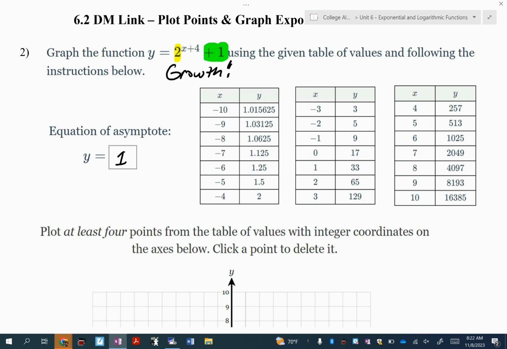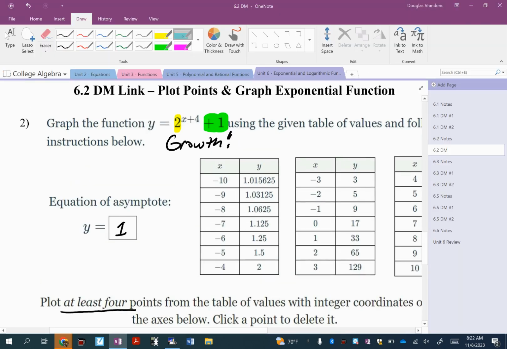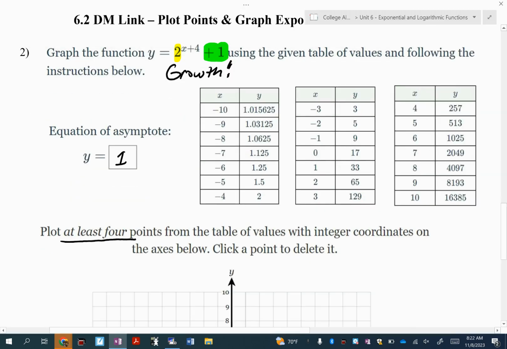Okay? All right, Jasmine, here's where I choose which points to plot. Ready? It says at least 4 points. So let's choose the points. I can plot this one, right? See how those are between negative 10 and positive 10? I can plot this one. I can plot this one. And I can plot that one. Could I plot 0, 17? No, that 17 is too large. It's past 10. So I'll be plotting those 4.